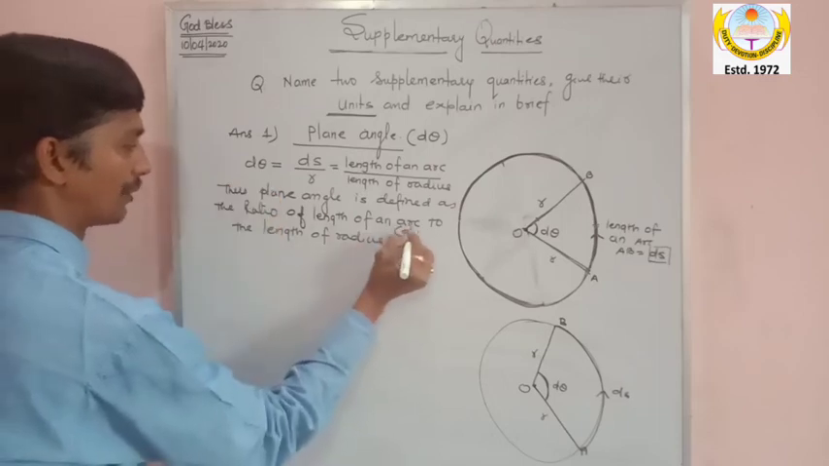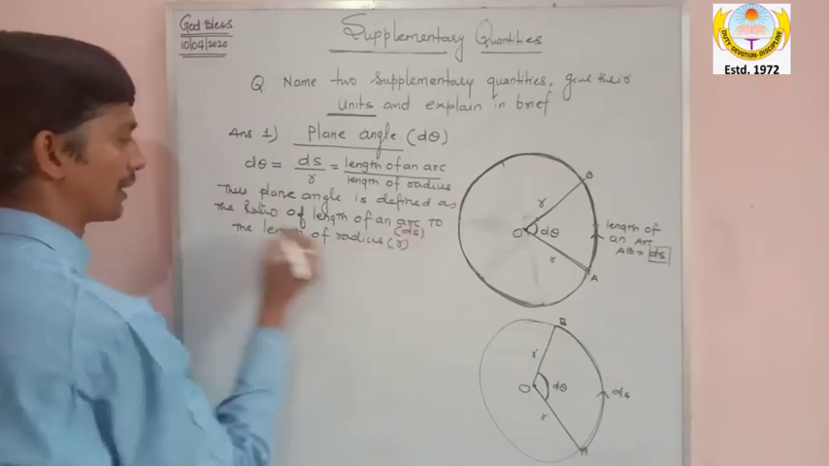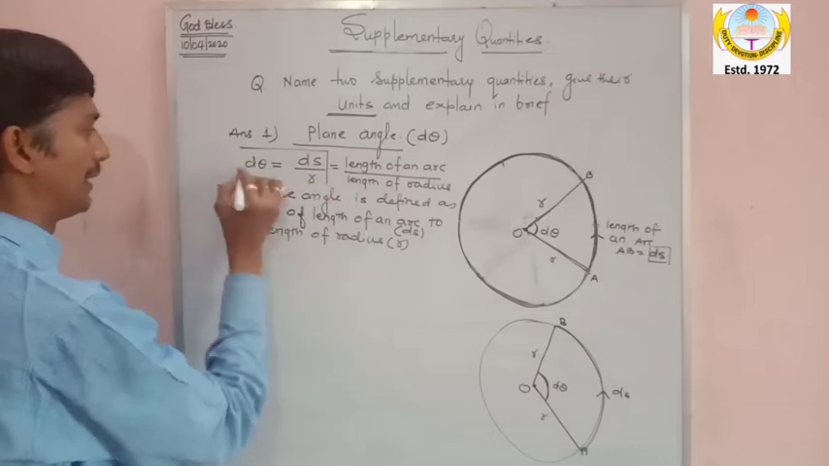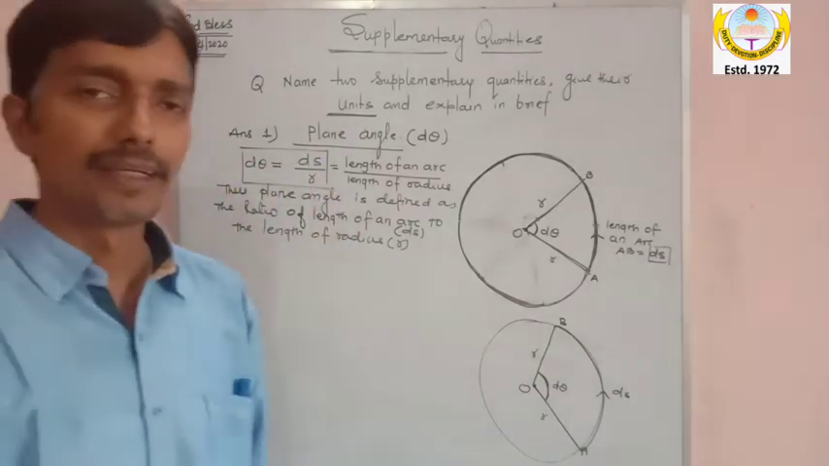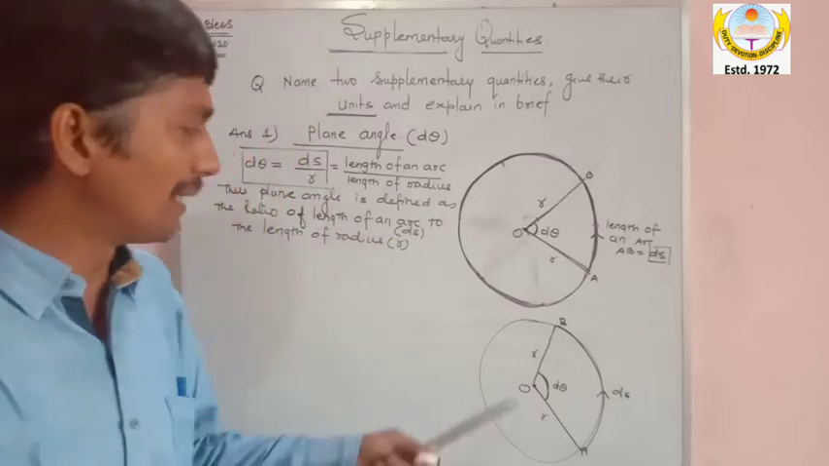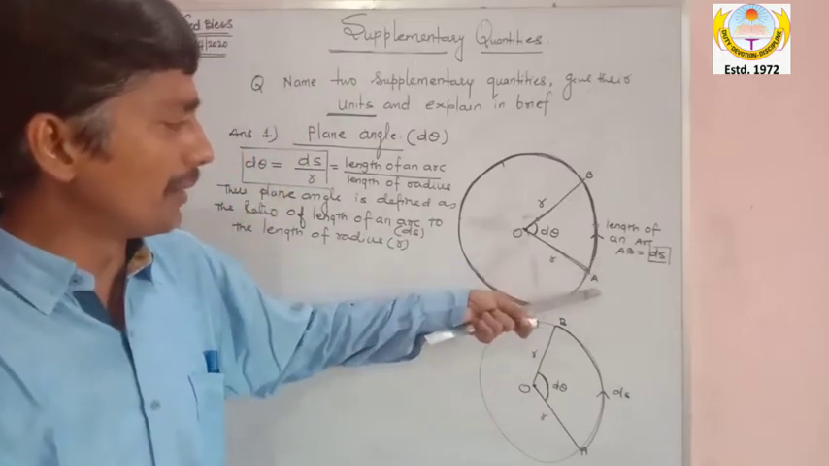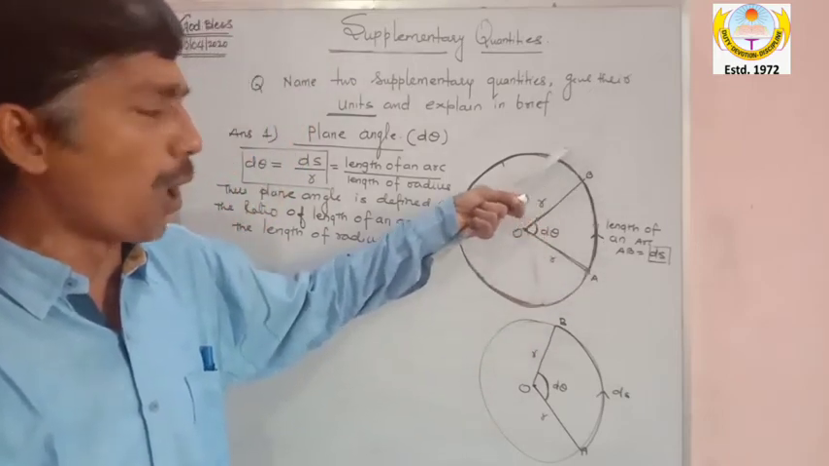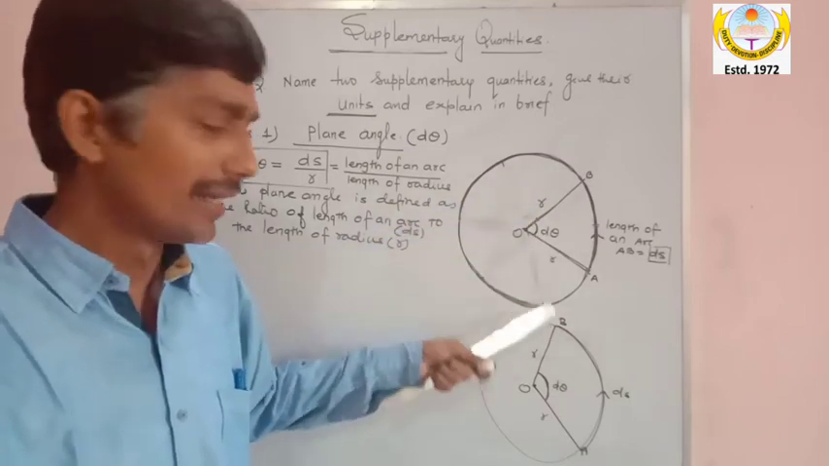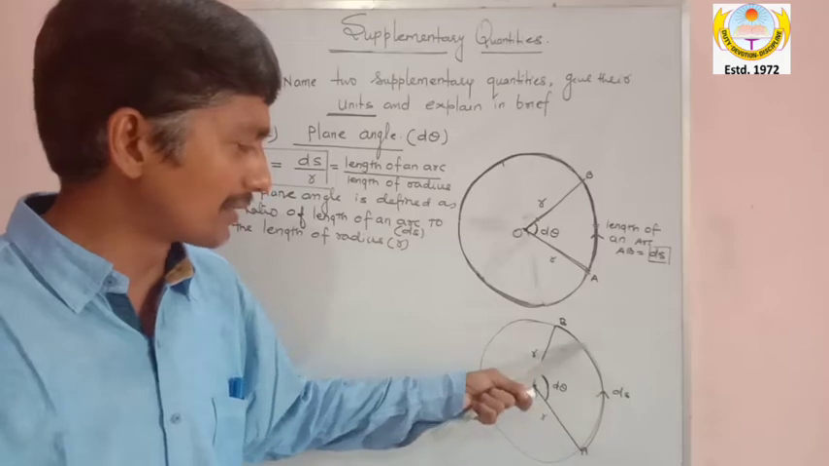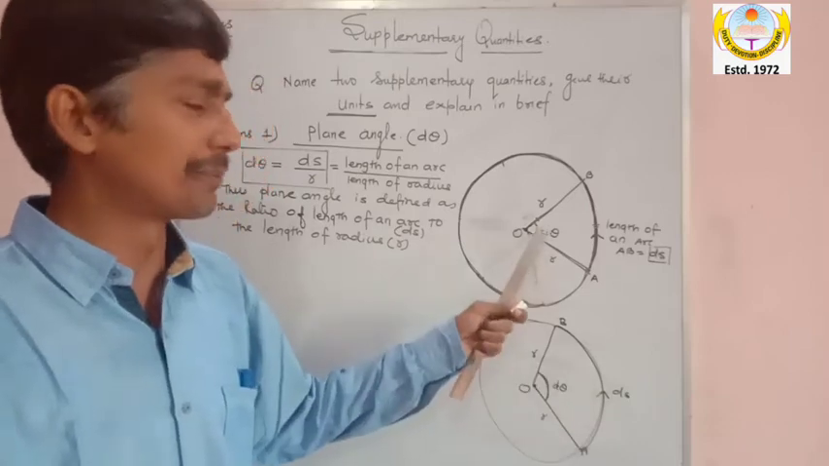Length of an arc denoted by ds, length of radius denoted by r. The formula will become d theta is equal to ds by r. So it's a very simple concept, my dear. If the arc covers a long length, the angle subtended at the center will be large. If the arc covers a small length, the angle subtended will be small.